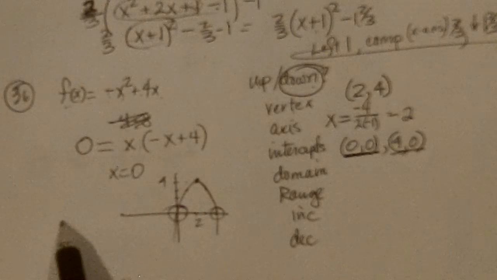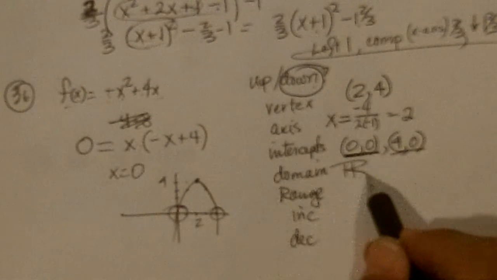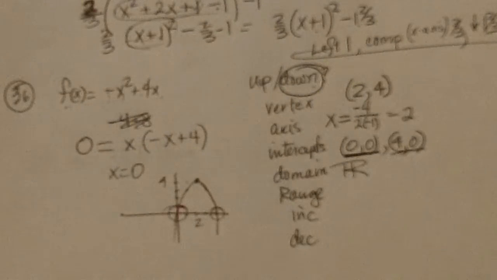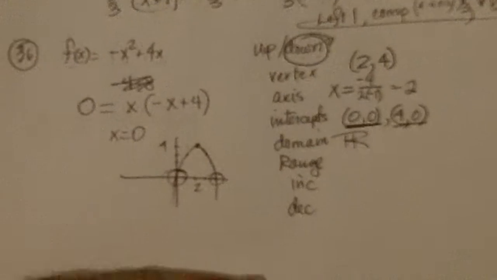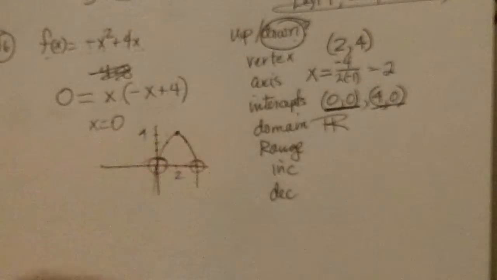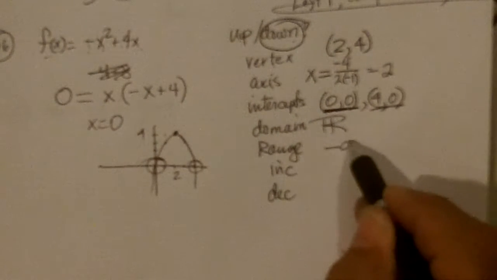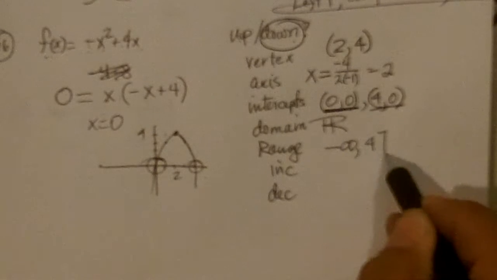The domain, any real number, can be put into this. The range, what I get out, will be from negative infinity on up to 4, including the 4.